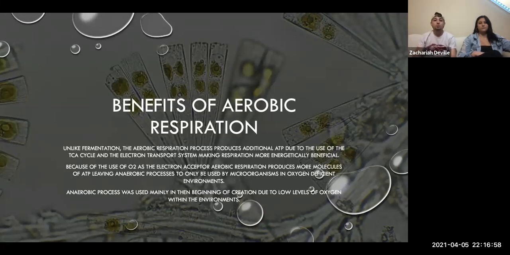Benefits of aerobic respiration. Unlike fermentation, the aerobic respiration process produces additional ATP due to the use of the TCA cycle or the Krebs cycle and the electron transport system, making respiration more energetically beneficial because it produces more ATP. Because of the use of O2 as the electron acceptor, aerobic respiration produces more molecules of ATP, leaving the anaerobic respiration process to be only used by microorganisms in oxygen deficient environments.